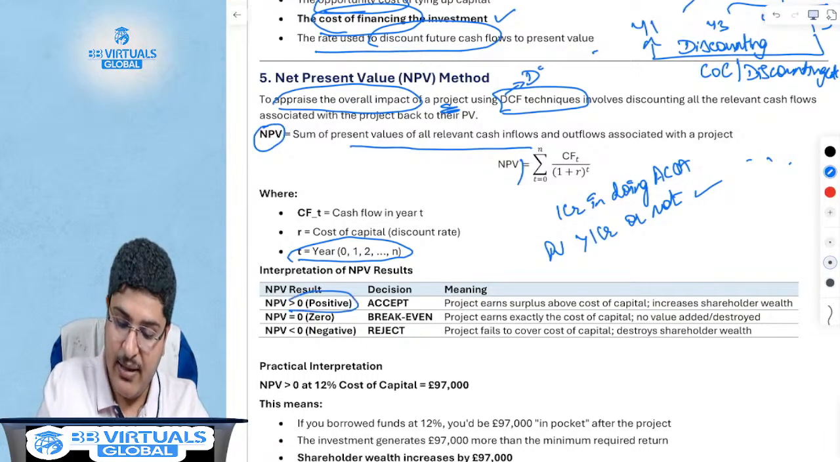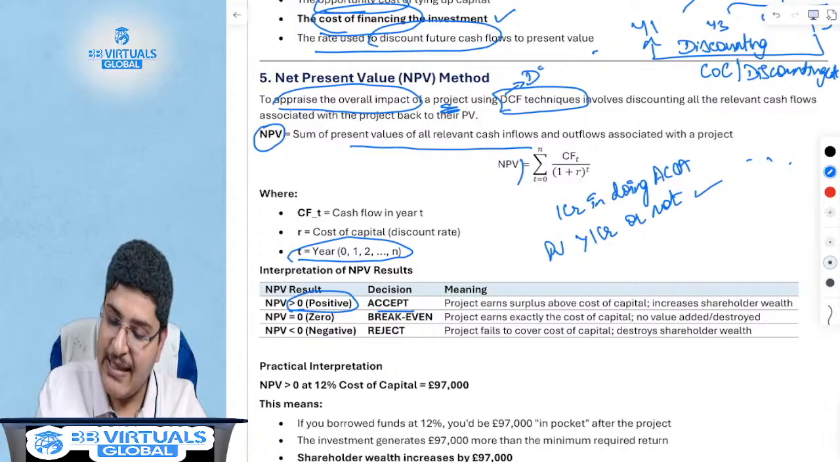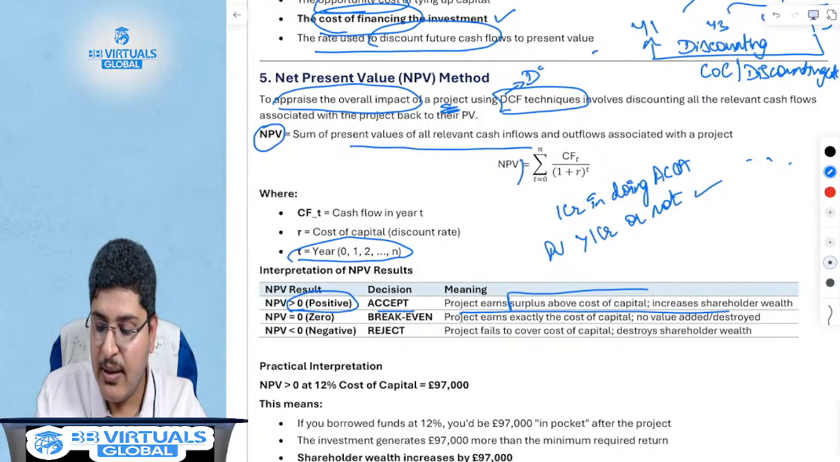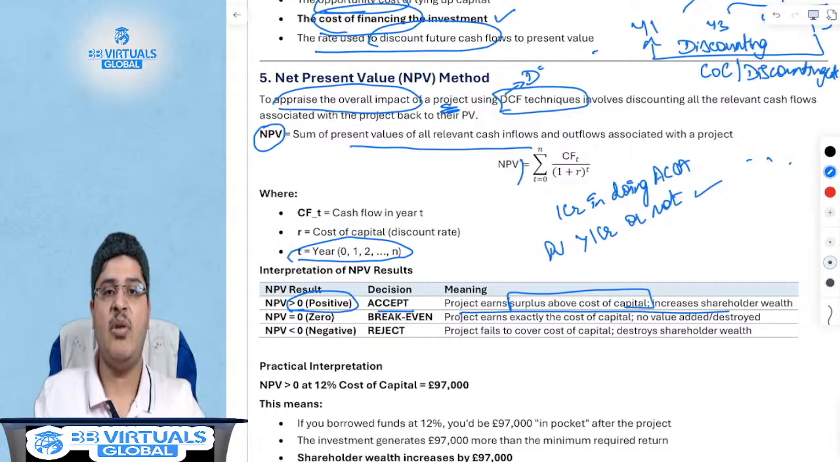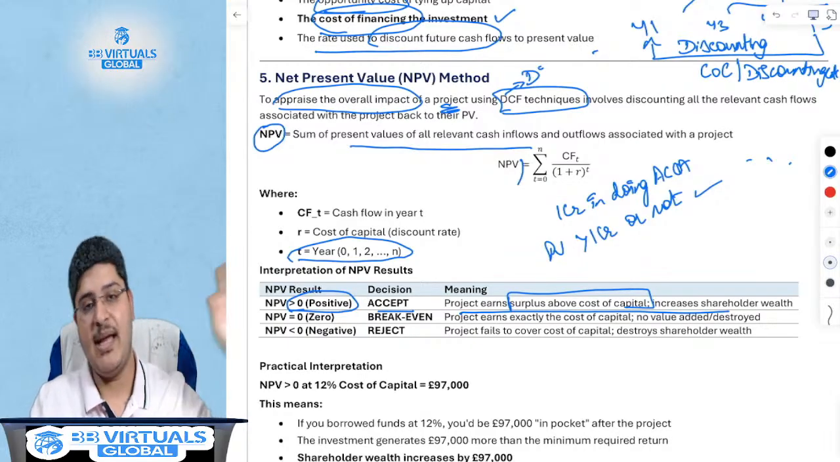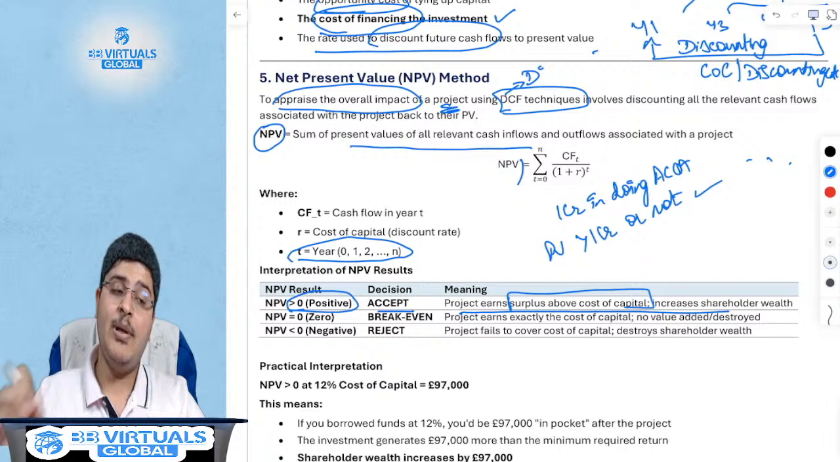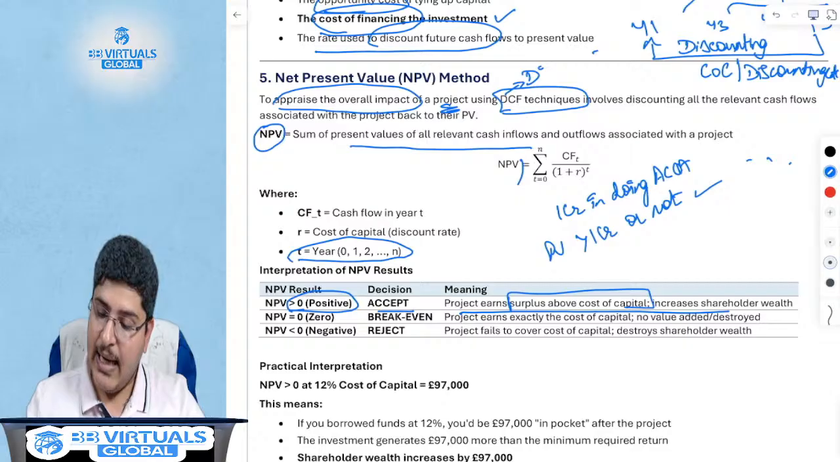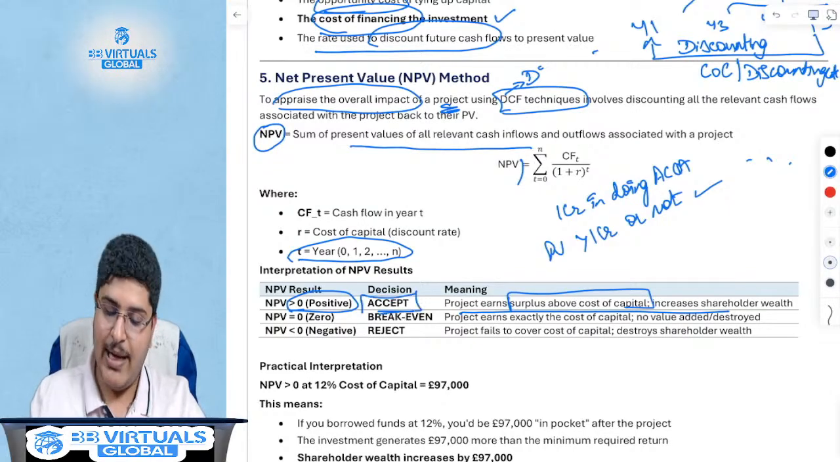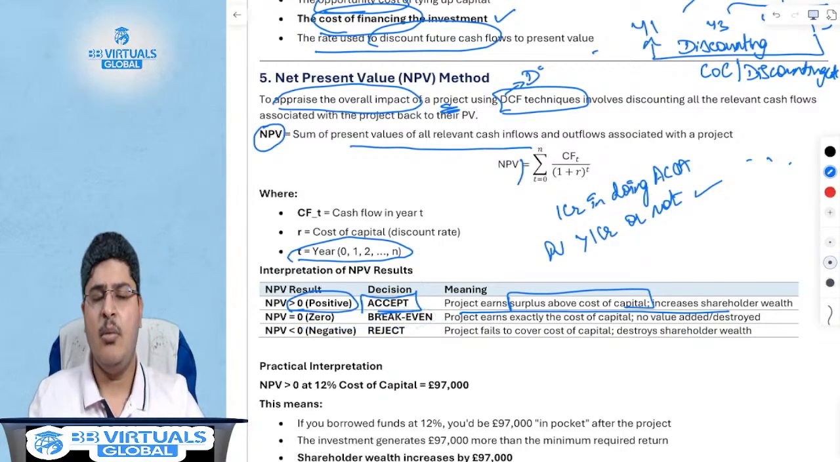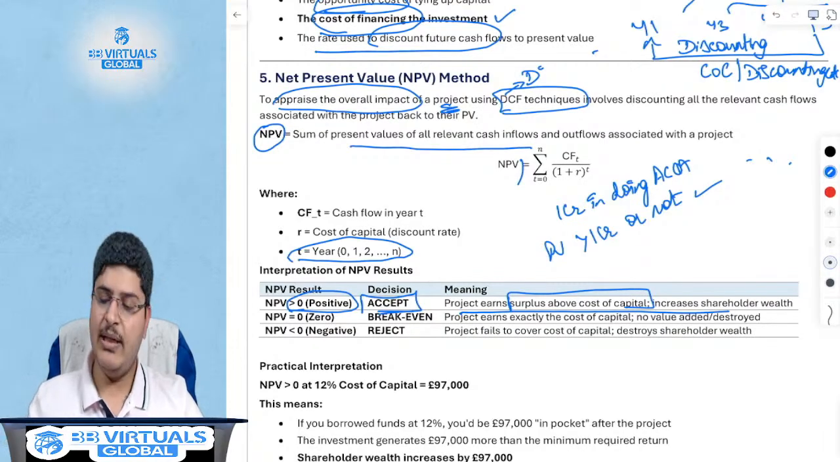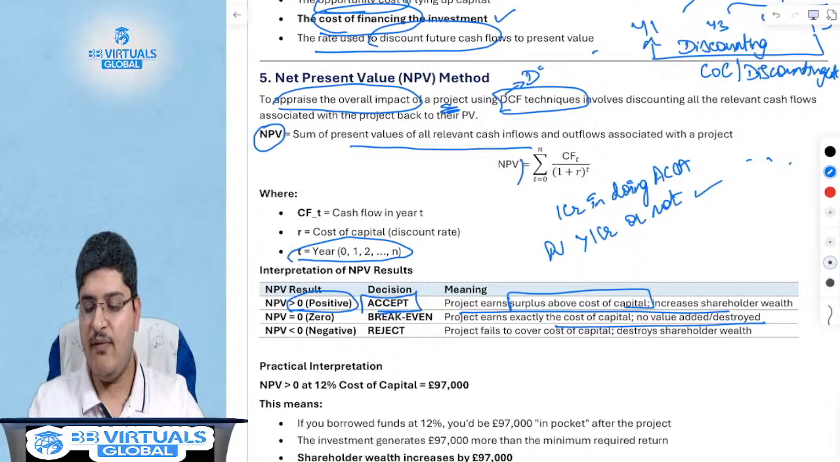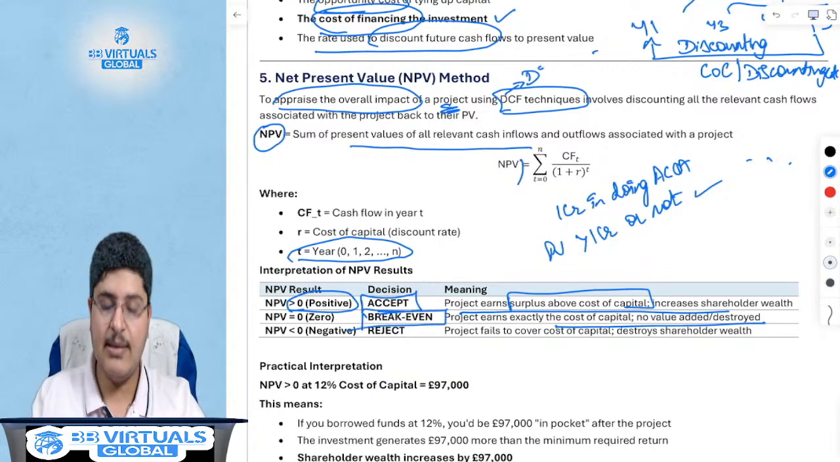If it is greater than 0, then you should accept it because it earns surplus. Think of it as you have taken a loan from the bank at 10%. You have to pay the money back to the bank at 10% return. You will invest in a particular investment only if it gives you more than 10%, and only in that case will you accept. If it is zero, you will say it doesn't matter, because the bank gave me money at 10% and I have earned 10%. I can choose to invest or not invest because I'm at break even.